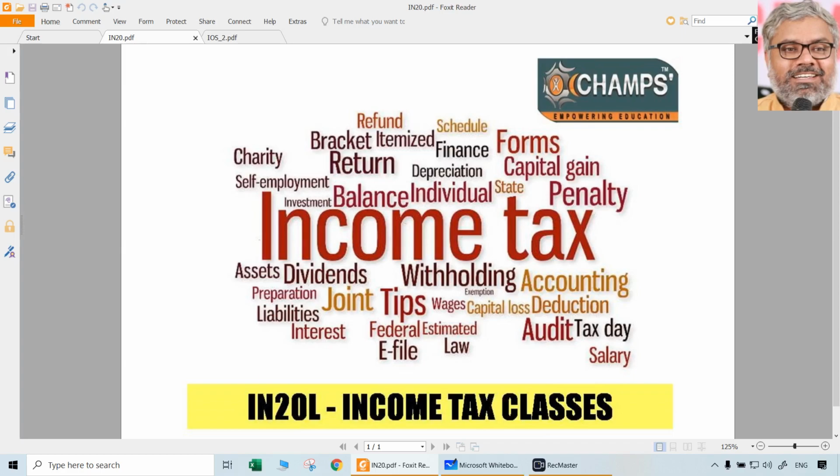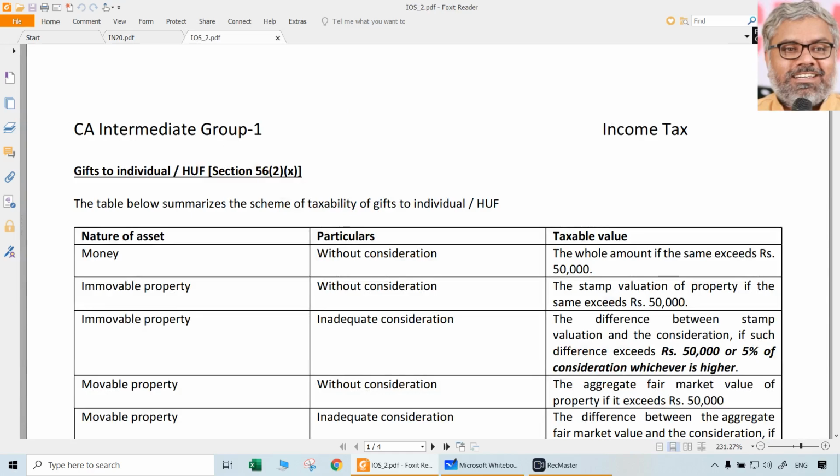Another very important and crucial part of this chapter is gift related provisions. Those will definitely be asked in the main examination. So one of the most important aspects as far as the chapter of income from other sources is concerned will be the provisions related to gift. Of course, our assessee here will be an individual or HUF who receives a gift.